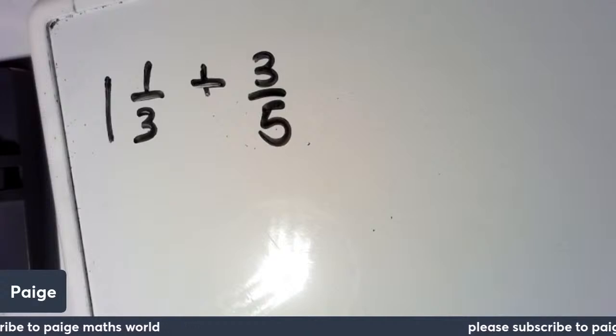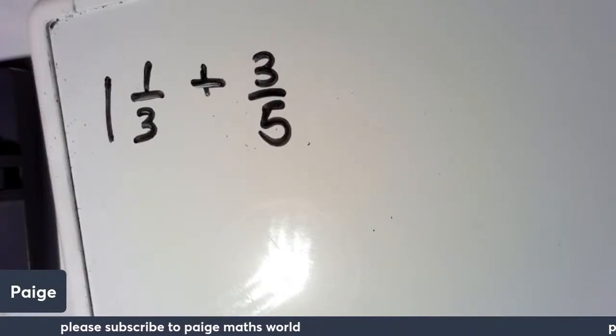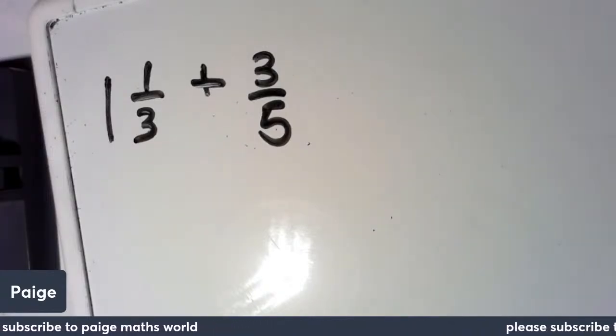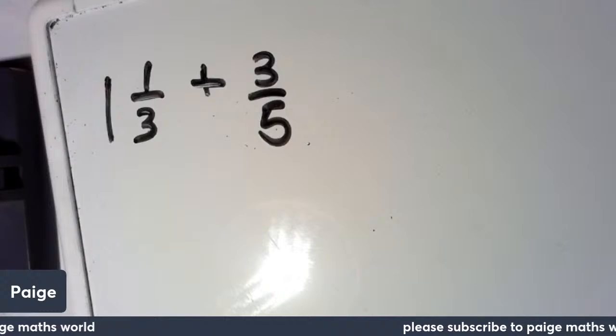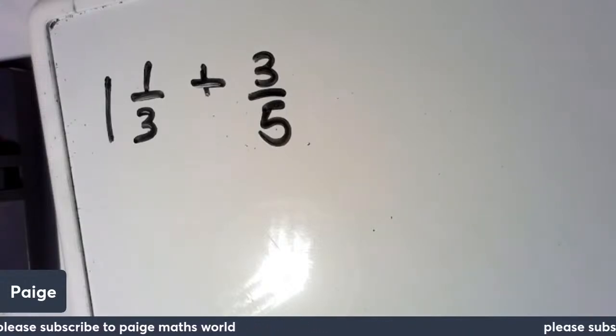Am I right? 4/3 plus 3/5? I need the answer. Okay, what did you get when you add these two together? 3 plus 10, plus 3 plus 5. What does that make?